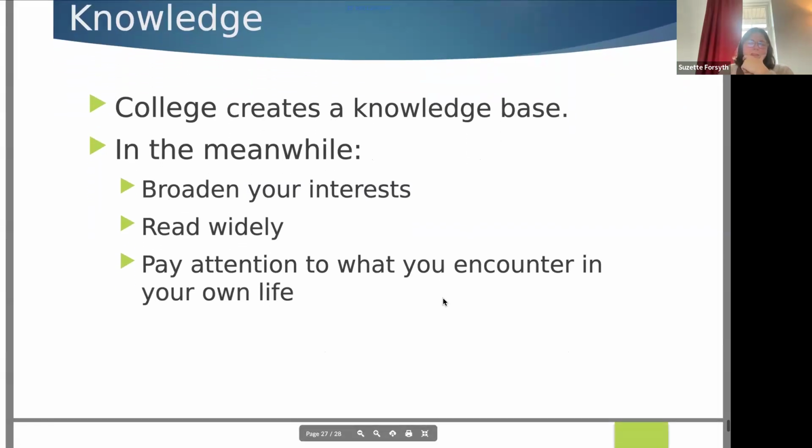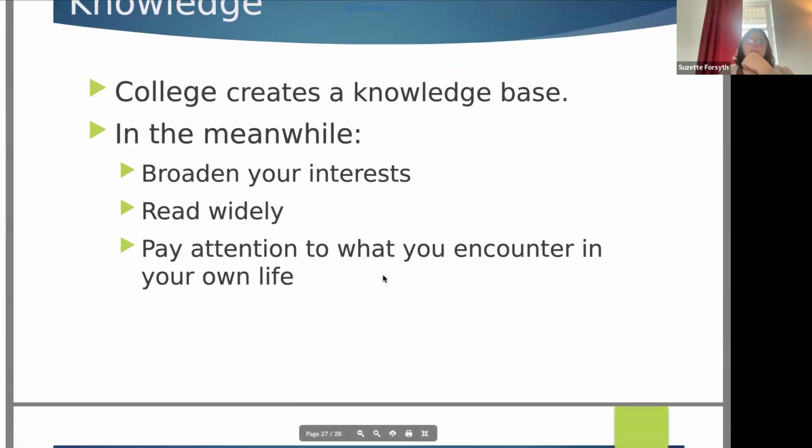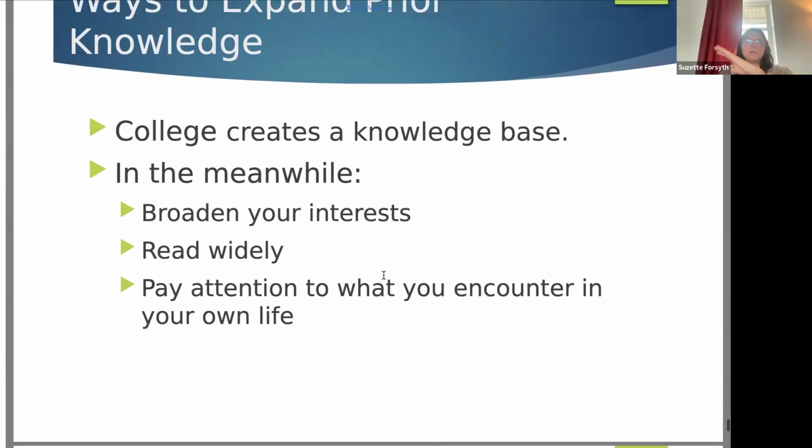Pay attention to what you encounter in your own life. Be very observant of things around you, and you'll start to notice things and become interested. Maybe you're going by and somebody's building something, or maybe you see a group of artists, or whatever it is, just things you encounter in life. Just notice and pay attention to them.